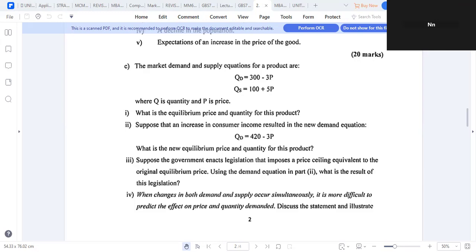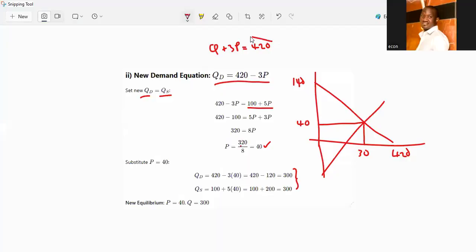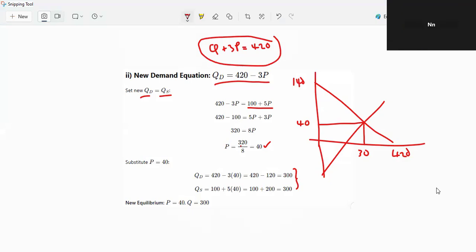Same, this one. Can you please kindly shift the screen? Hold on. We can see what you're writing. Can you please shift the screen? Okay, thank you. Able to see it? Yes.